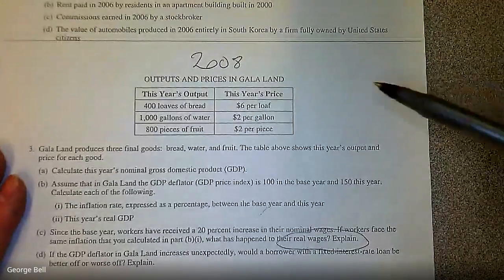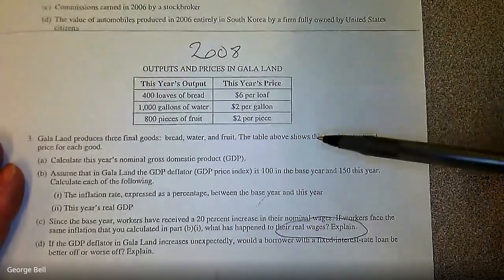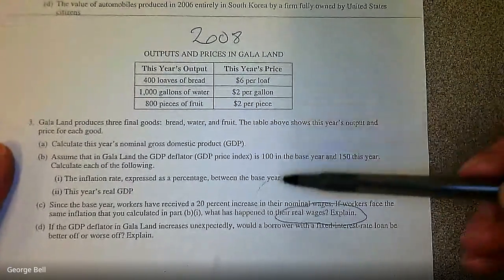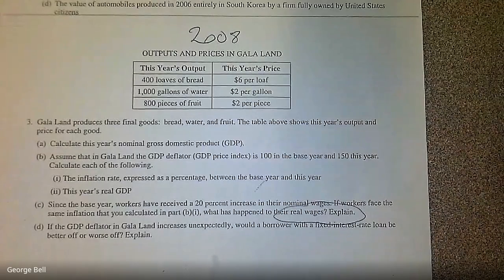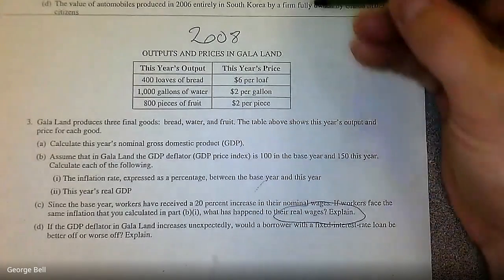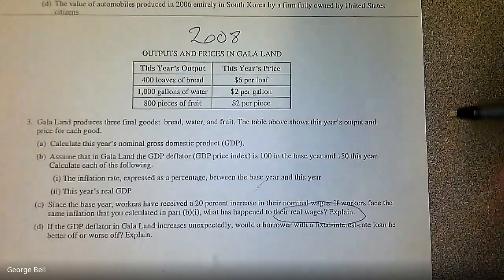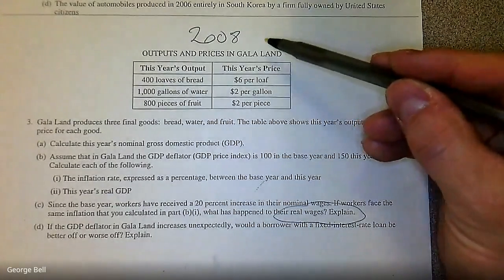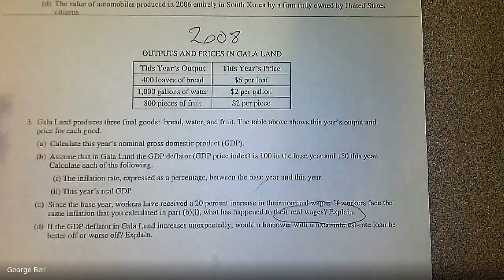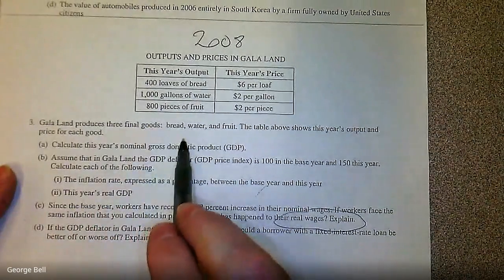Okay, so this question comes from the 2008 AP exam, and after the lesson today and yesterday, we might and should have all the tools in our toolbox to do everything that you see here. The idea is to go through this problem step by step so that we can have the confidence to attack an AP exam, because this, like I said, comes directly from the 2008 AP exam. Number 3 says Galaland produces 3 final goods: bread, water, and fruit.